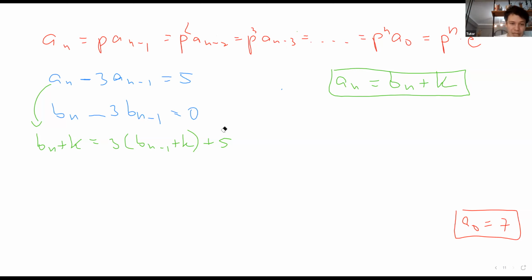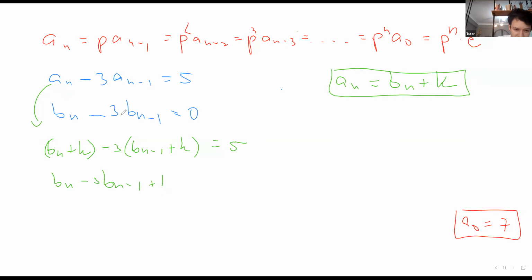So if I simplify this, how does it simplify? I'd get bn plus k minus 3 bn minus 1 plus k is equal to 5. Now I can simplify and write this as bn minus 3 bn minus 1 plus k minus 3k is equal to 5. Now look, guys, what I have. In the good sequence, the bn part is equal to 0. So if this thing is equal to 0, these two would need to be equal.